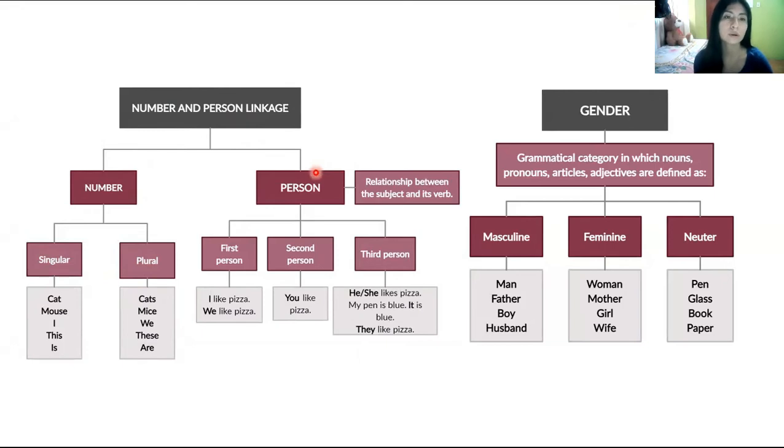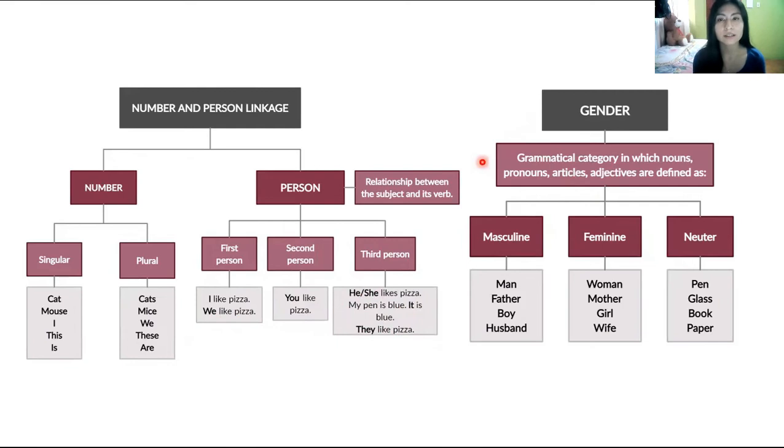Okay, the person, as you know, is the relationship between the subject and the verb. We have three types of person. In the first person, for example, we have I like pizza and we like pizza. In the second person, we have you like pizza, and in this case, as you know, there are singular or plural depending on the context. And in the third person, we have he, she likes pizza, my pen is blue, it is blue, and finally, they like pizza.